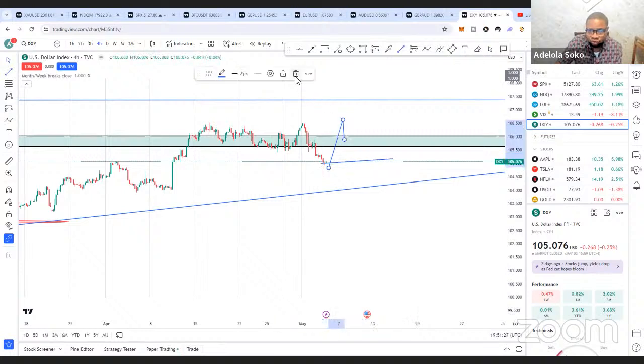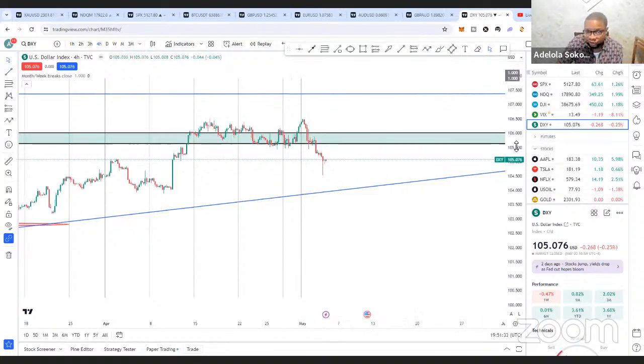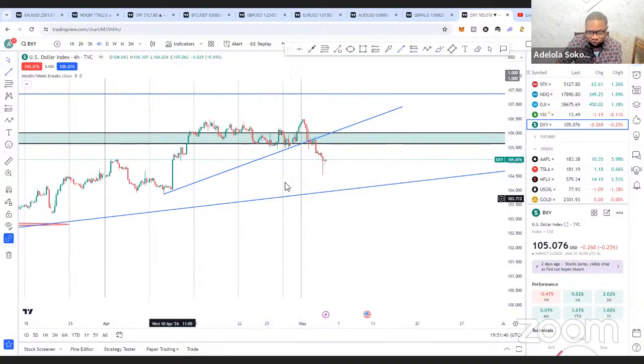Another thing you can do, and that's why when you have a very strong instrument, you don't even want to do counter trading, is you do what is known as a counter trend line like this. This is another way you can trade an instrument like this.